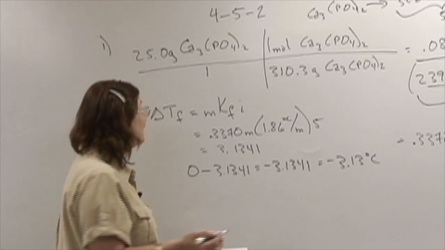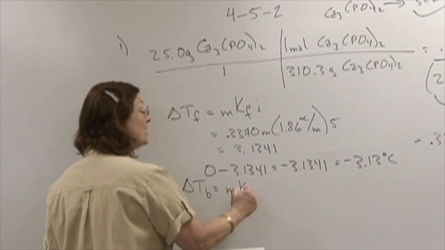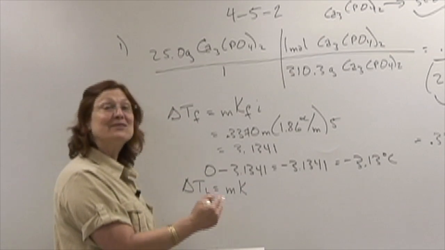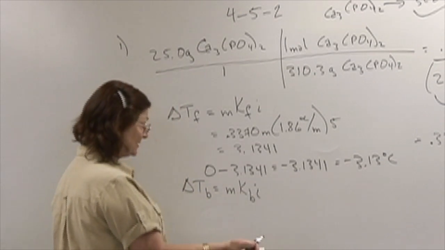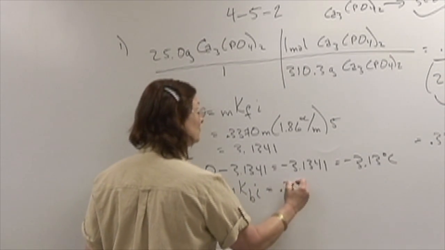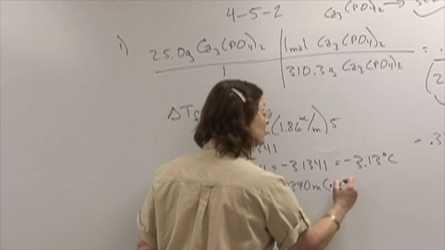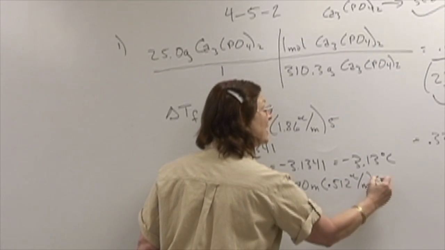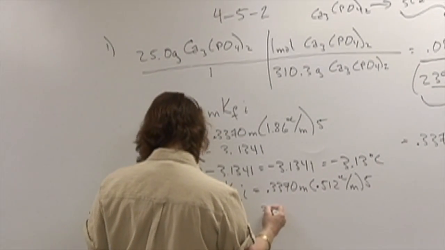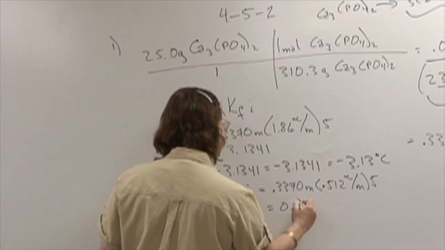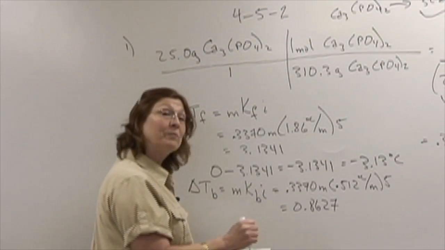Now, the process is very similar for boiling point. The change in the temperature of the boiling point is equal to the molality times the boiling point elevation constant for that solvent, and therefore I have 0.3370 molal. My constant for water is 0.512 degrees Celsius per molal, and then there are 5 particles. Now, when I multiply this out, the change is 0.8627.